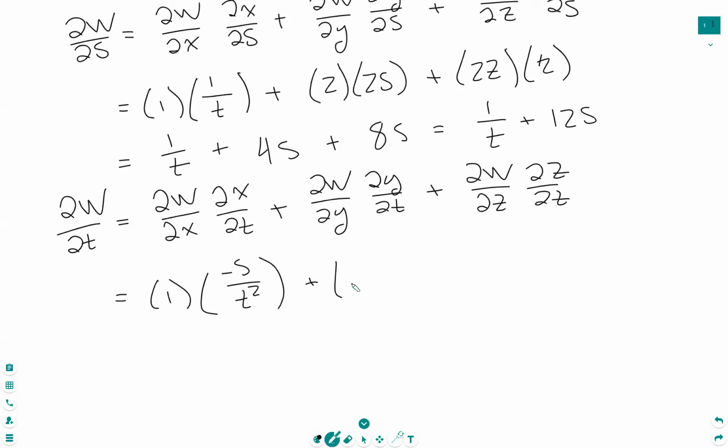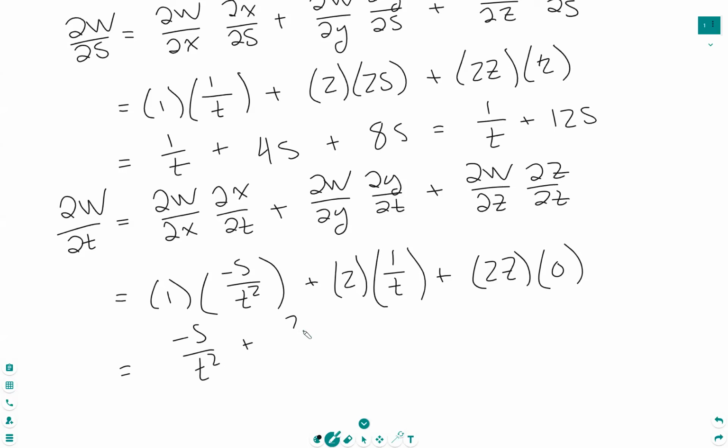Then again, for partial w, partial y, I get a 2. But this time I have partial y, partial t. This just gives me a 1 over t. And then I have a partial w, partial z, which again will be a 2z. But this time I have a partial z, partial t, but there is no t expression in the z. So I just get a 0 here. This gives me a negative s over t squared plus a 2 over t, which I can simplify just a little bit and write as 2t minus s over t squared.